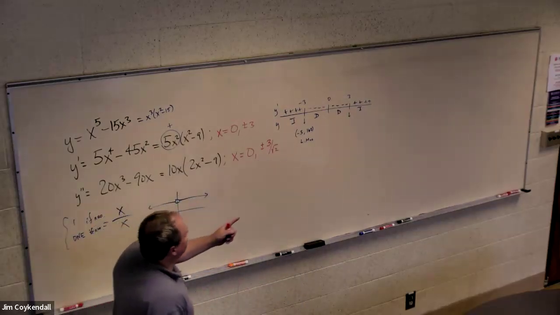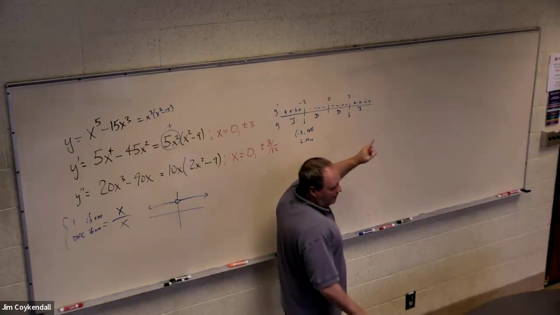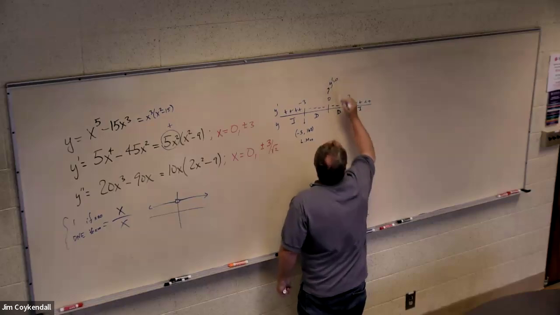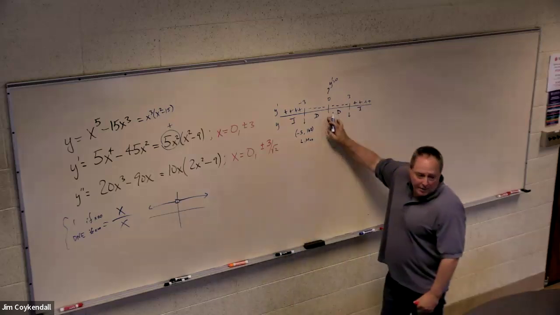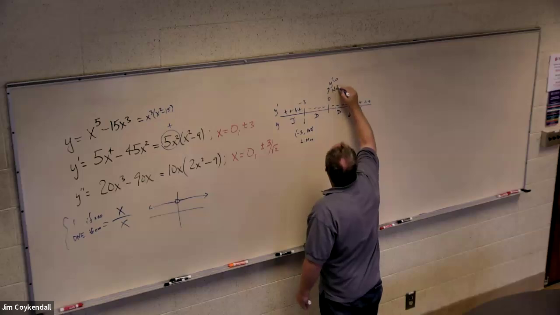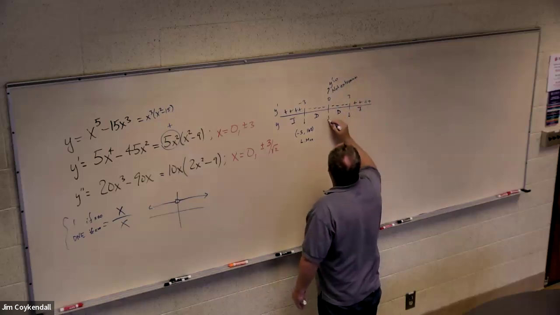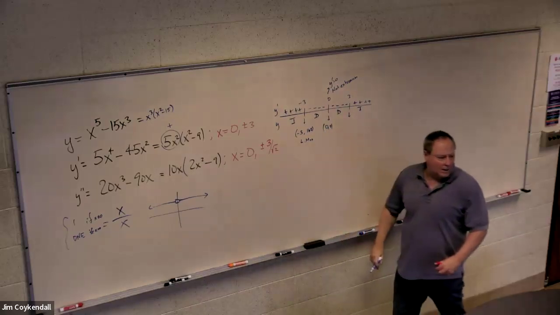What happens here on this one? 0. Okay, that's a great observation. Y prime is 0, so it should have a horizontal tangent line, but it is neither a max nor a min, right? It's not an extreme. And 0, 0. What happens at 3?